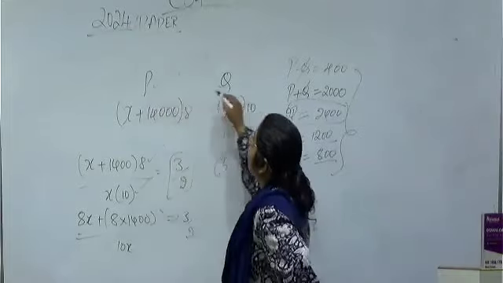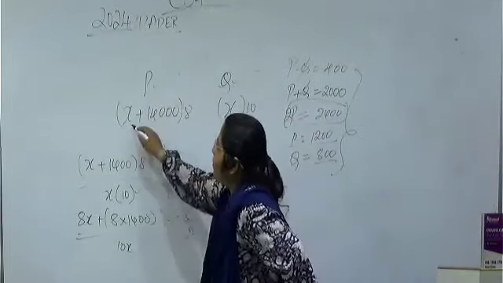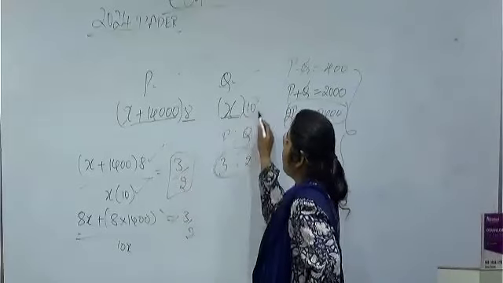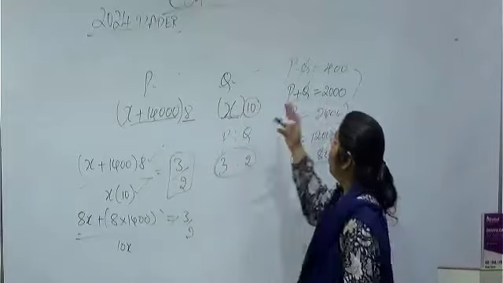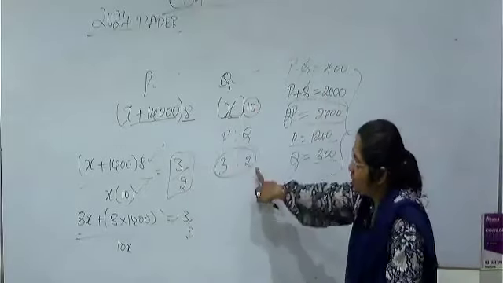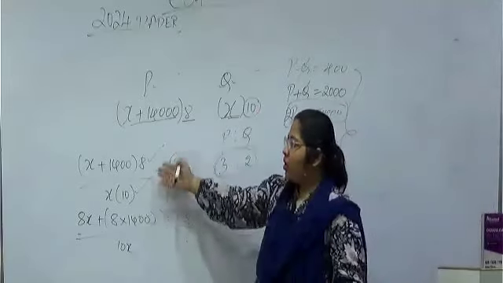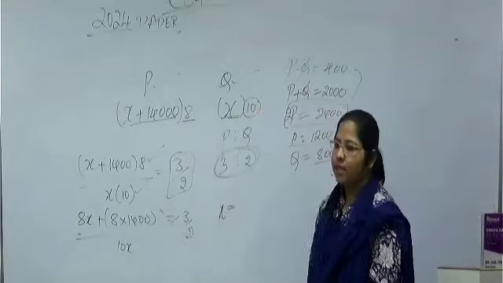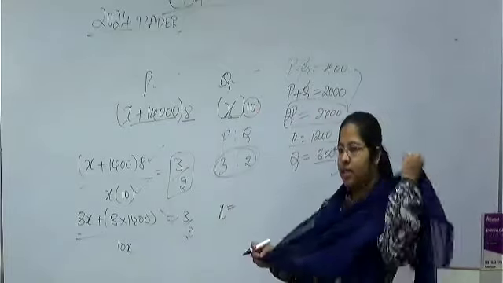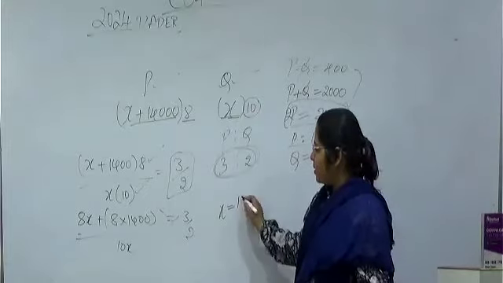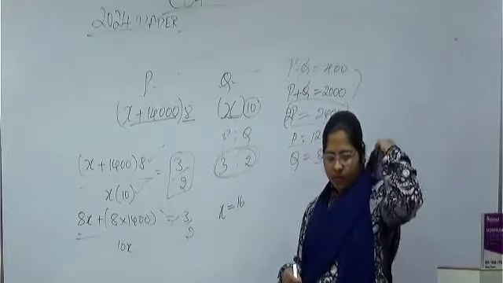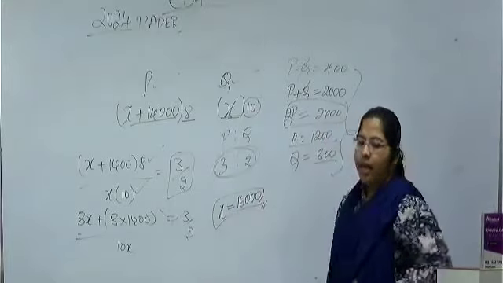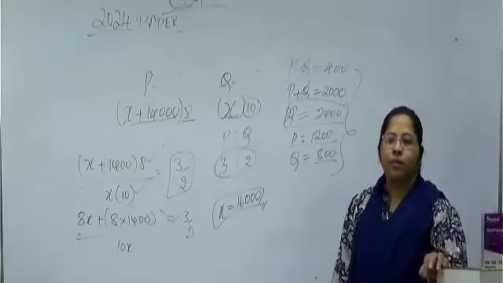There is a person P, there is a person Q. P invested 14,000 more than Q for 8 months and Q invested for 10 months. But I need to know the ratio between them. So I did it to know the ratio so that I can take the ratio and find the value of X. So what is X? How much is that? 16,000, not 100. 16,000, no. Did you all get X is equal to 16,000? Please acknowledge.